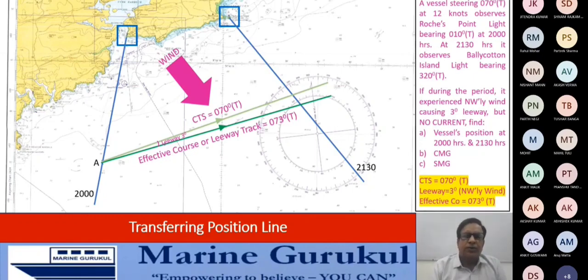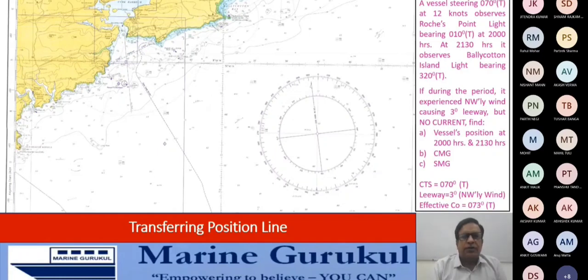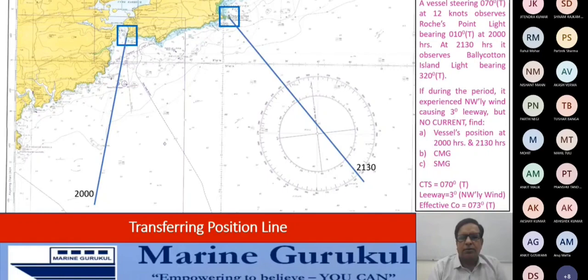So what we'll do is we'll restart our plot, and instead of drawing CTS, we'll draw the effective course, the leeway track of 073 degrees true. And of course, the magnitude of this, as already explained in the earlier videos, would be the engine distance for the required duration. So now we start with the effective course of 073 degrees true. Landmarks identified, both PLs plotted on the chart. We take any randomly selected point on first PL, and this time what we draw through point A is the effective course of 073 degrees true. This will also be represented by single arrow.